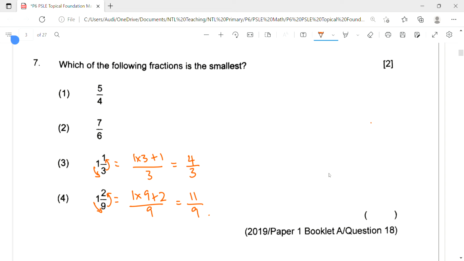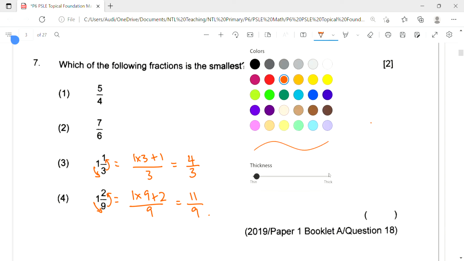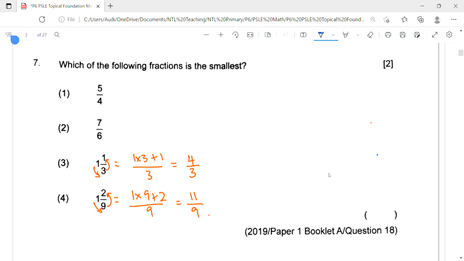Now you have to make the denominators the same if we are comparing fractions. Look at number 1 and number 2 first. The common denominator for 4 and 6 would be 12. Times 2, you get 14 over 12. This one will be times 3, so you get 15 over 12. Which one is smaller? Number 2 is smaller, so we're going to cross out number 1.